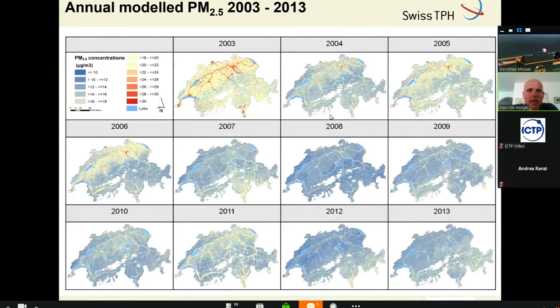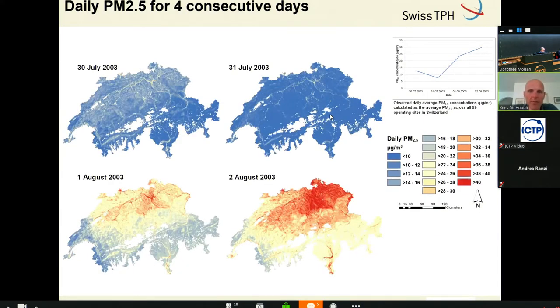What we were able to do then is to model PM2.5 for all these years, 2003 to 2013, at a 100 meter resolution across the whole of Switzerland. So these are annual means, but we could also go down to daily. And here we see 4 consecutive days in July.